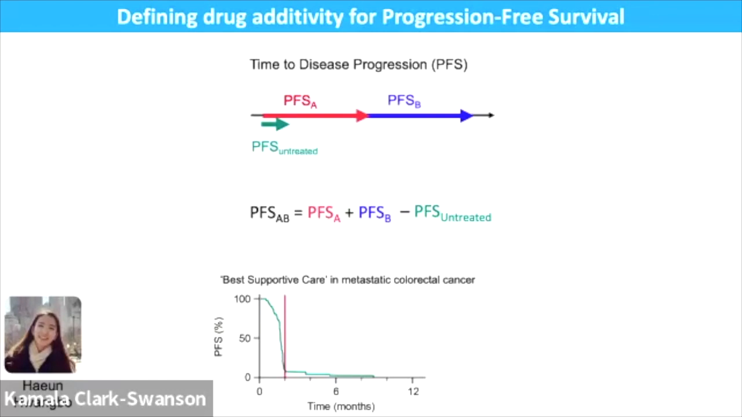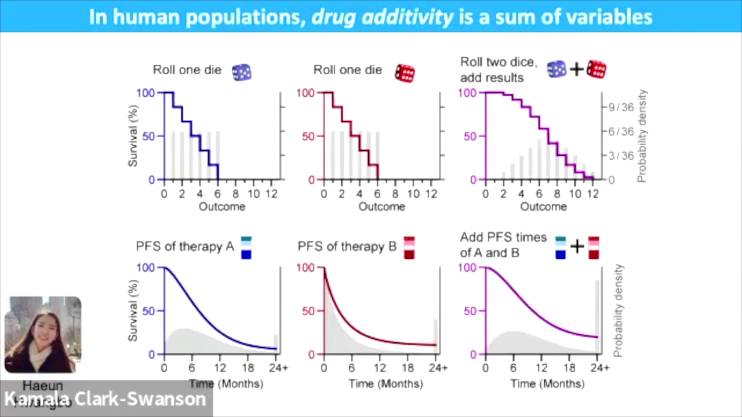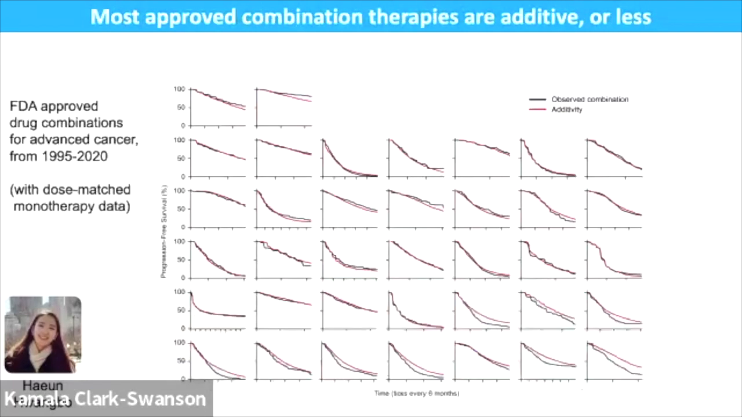The other part about applying this model is that you can't describe the effect of a drug as like 6 months progression-free survival because it's a distribution. So what we're really doing here with drug additivity in a human population is the sum of variables, right? You've got a distribution of PFS times for drug A and a distribution for drug B. And the familiar example of adding variables is rolling 2 dice and adding them up. So it's a similar process here to calculate the expected progression-free survival distribution if the effects are additive.